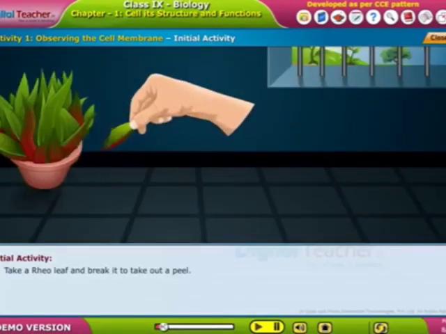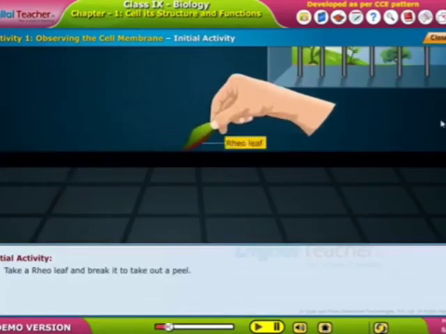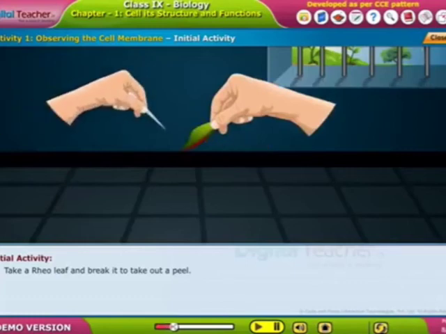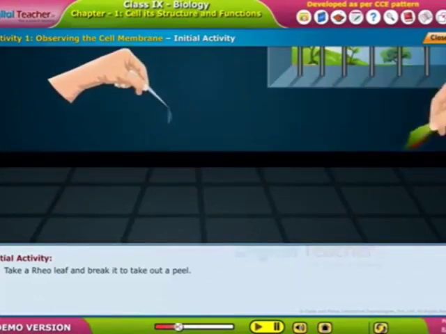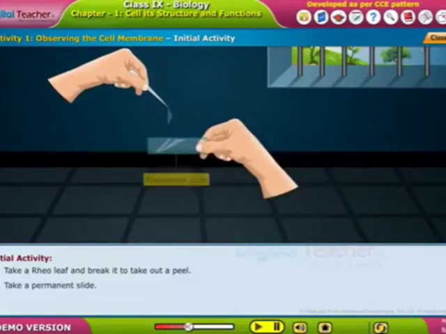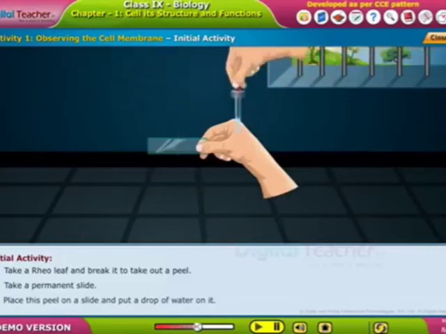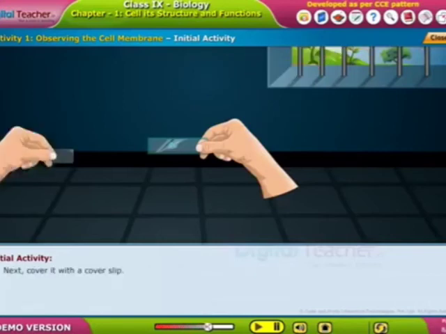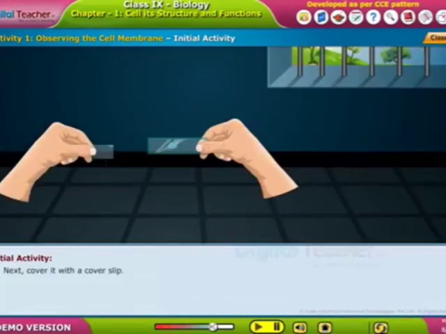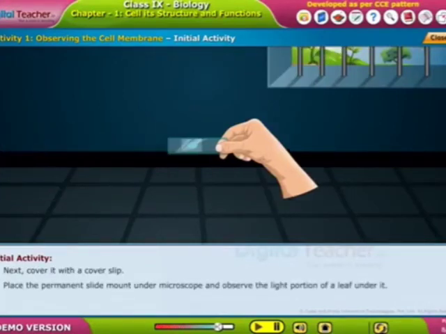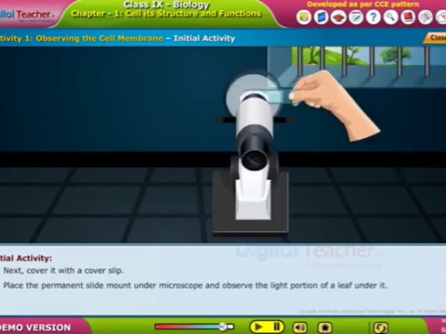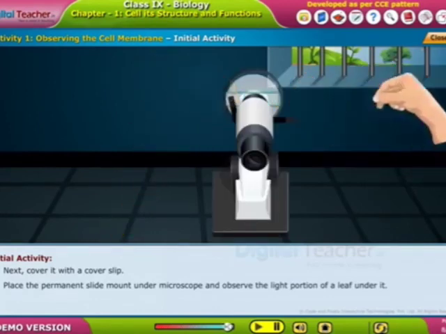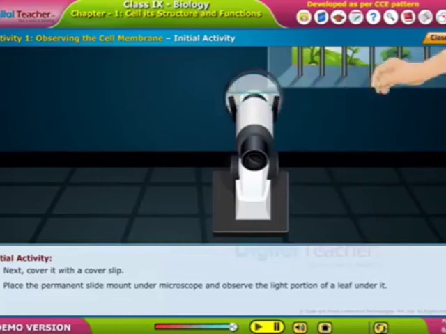Take a real leaf and break it to take out a peel. Take a permanent slide. Place this peel on a slide and put a drop of water on it. Next, cover it with a cover slip. Place the permanent slide mount under the microscope and observe the light portion of a leaf under it.